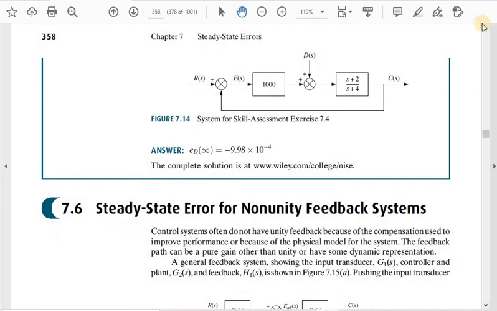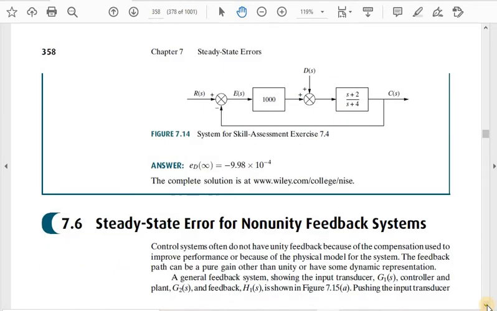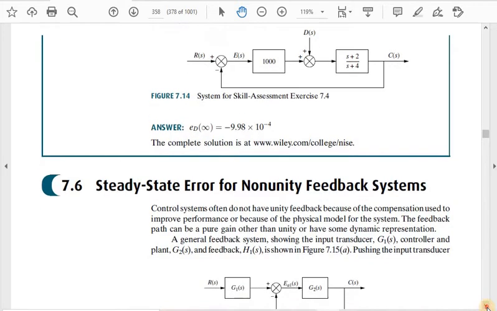Now there's another example that you can do by yourself: evaluate the steady state error component due to step for the system in 7.14. You will solve it yourself and you get this result. Okay. Now this is what we have for disturbances.